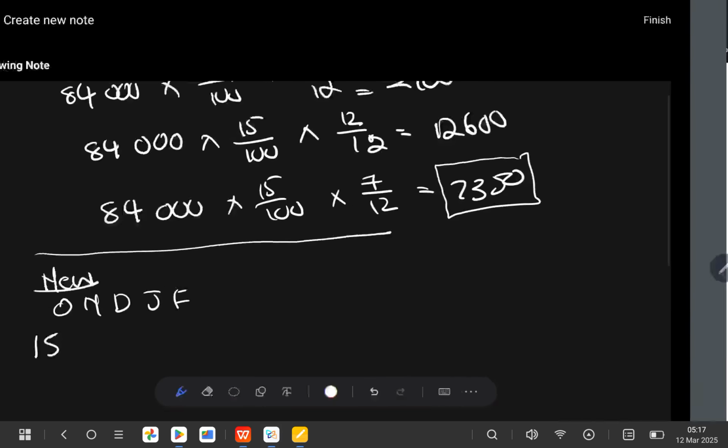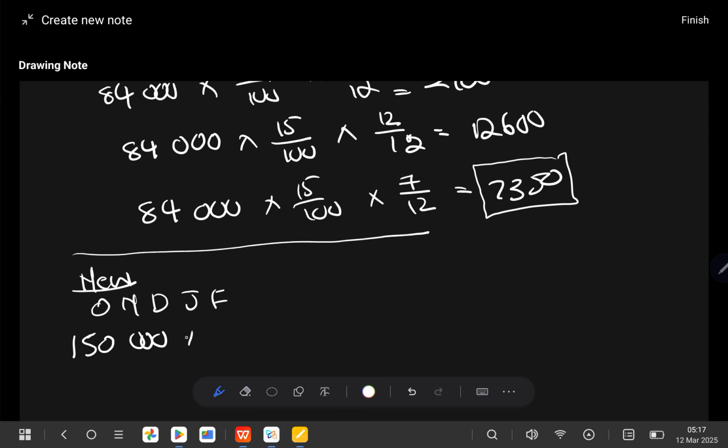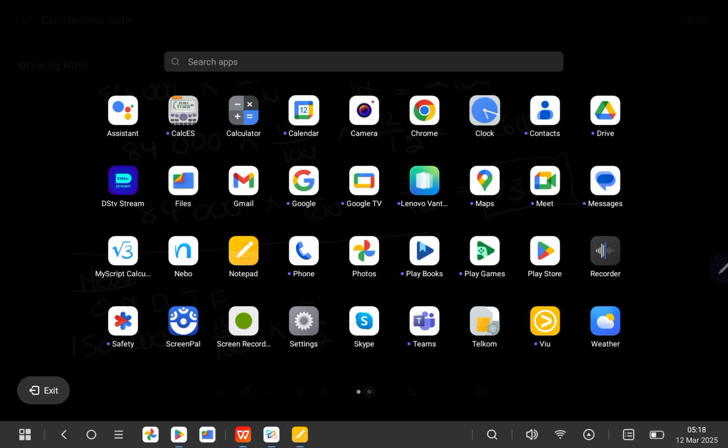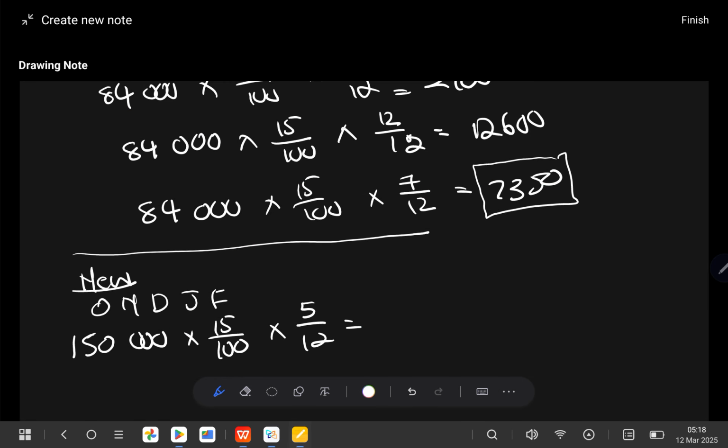So we're going to say 150,000 multiply by 15, divide by 100, and then multiply by 5 over 12. It will give us the depreciation of the new one. So remember, we're going to say 150,000 multiply by 15, divide by 100, and then multiply by 5, divide by 12. It is giving us 9,375. So we have that 9,375.